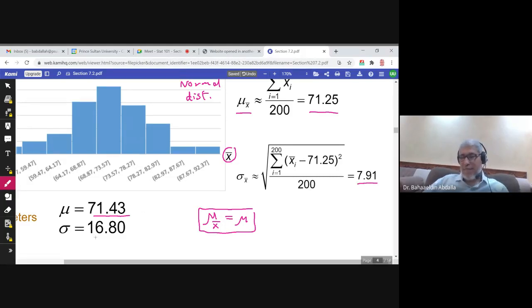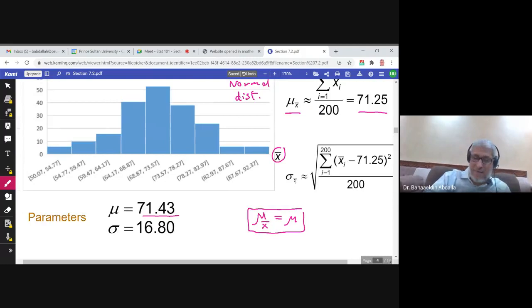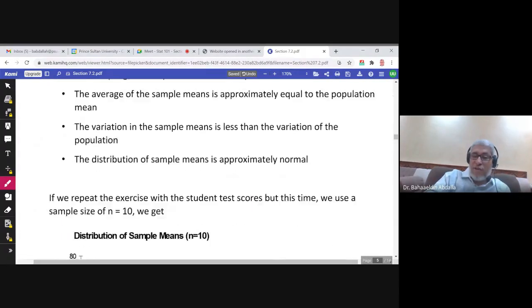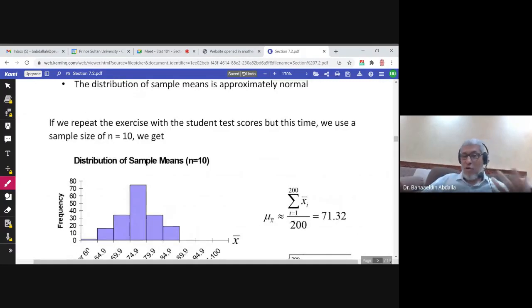It's less than 16.8. It's not equal. It's not like the mean. Let us do this experiment again. Let us choose values or samples of size 10, not size 5. Okay, we will choose also 200 samples of size 10.